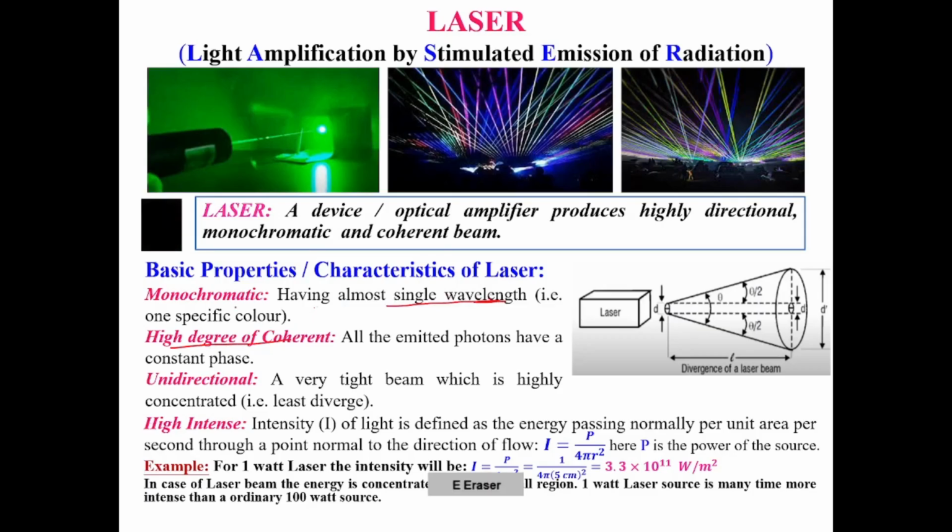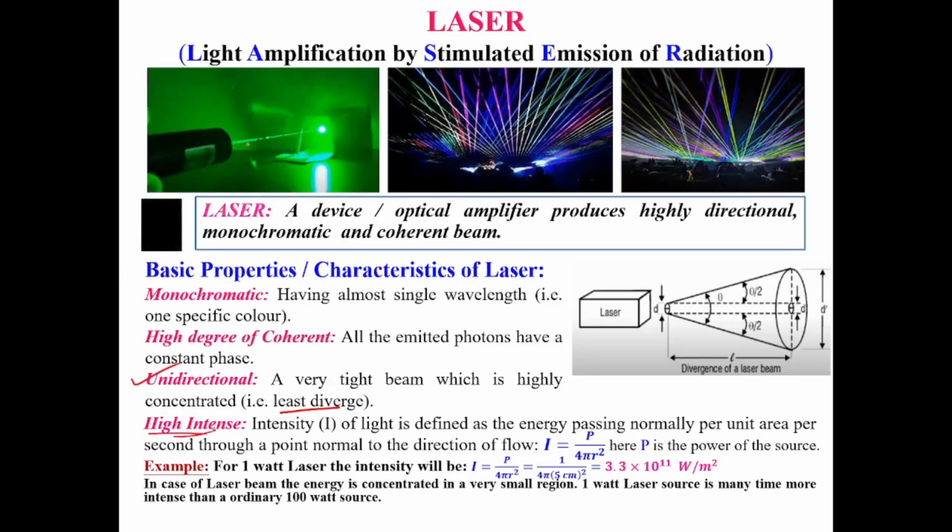High degree of coherence means all the emitted photons have a constant phase, whatever photons are emitted from the source. Unidirectional means a very tight beam which is highly concentrated, or least divergent. Here you can see white light spreading in all directions, but in the case of a laser it is almost unidirectional, least divergent. It does not diverge in all directions, but is highly concentrated in a single direction. This is another characteristic or property.